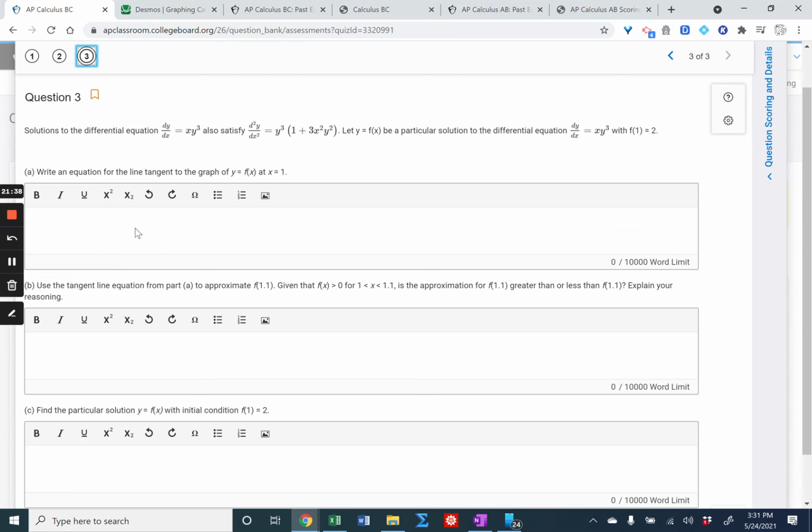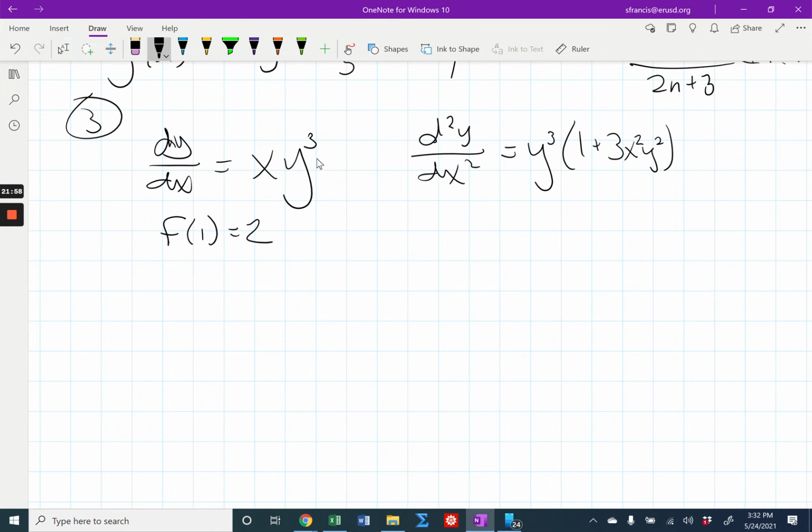All right, question 3, we got a differential equation question. They give us the diffie-q, they give us even the second derivative. Y equals f of x is a particular solution to that diffie-q with f of 1 equals 2. We want to write the equation of a tangent line. So that should be pretty straightforward. It's the equation of a tangent line at x equals 1. So what do I need to know? I need to know the slope at x equals 1.